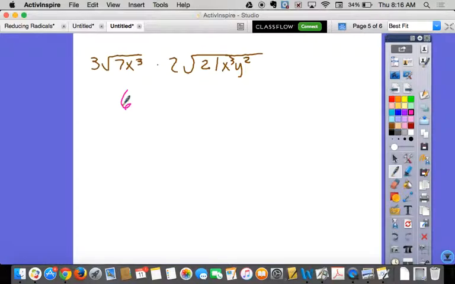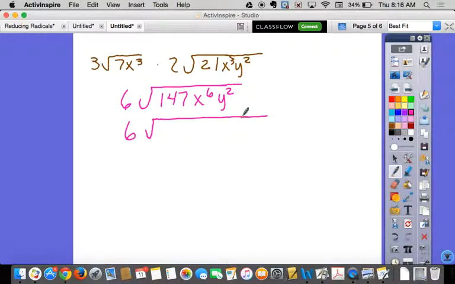All right, same thing right here. That's going to be 6. And then 7 times 21. I'm not familiar with that one either. So let's just type that in and let's see what we get. 147. Okay, that's going to be x to the 6th and y to the 2nd. Okay, in all honesty, 147 doesn't ring a bell with me.